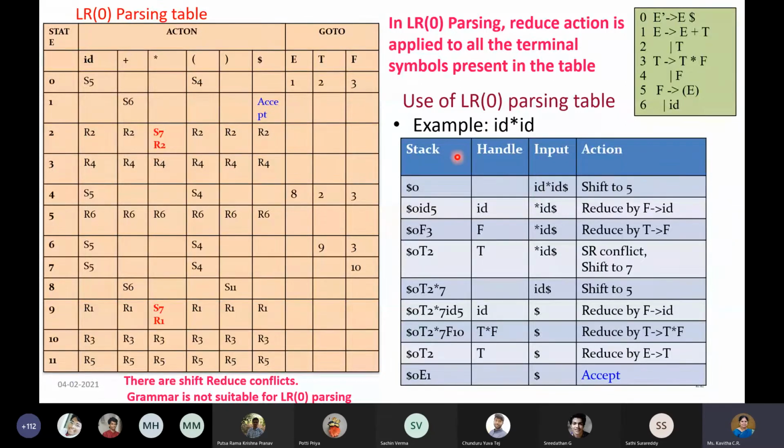Because this is the first example, I am also maintaining the handle. You don't have to maintain the handle. You can exclude that. Only 3 columns you can have: stack, input, and action. That will be sufficient. I am showing the handle because it is the first example.